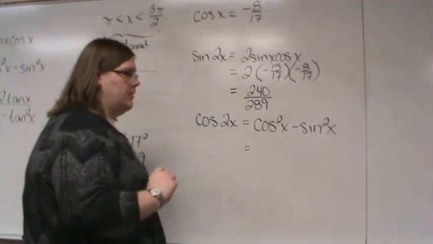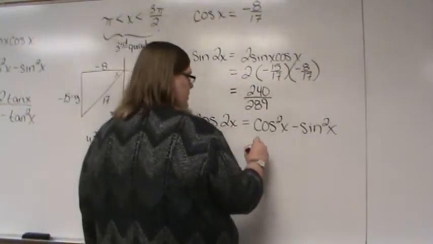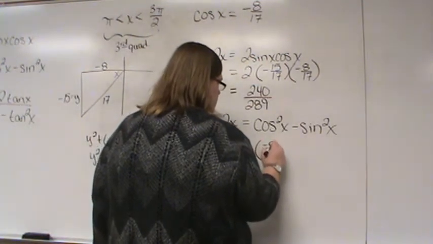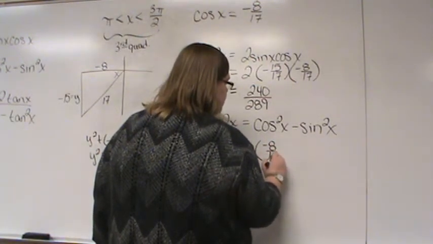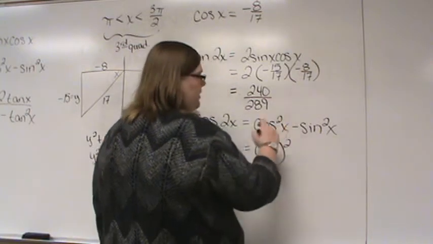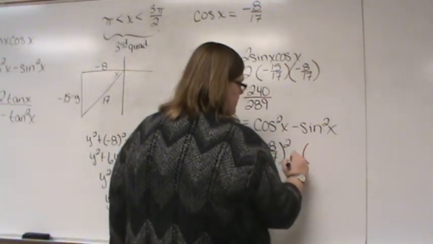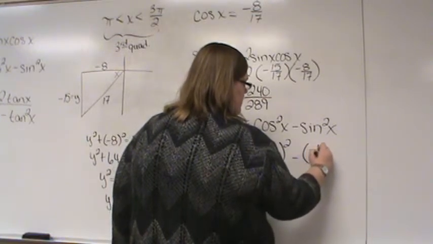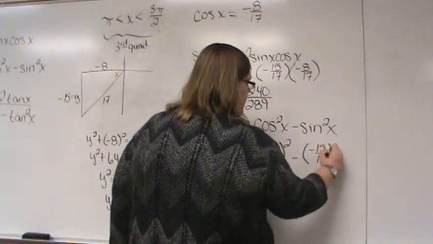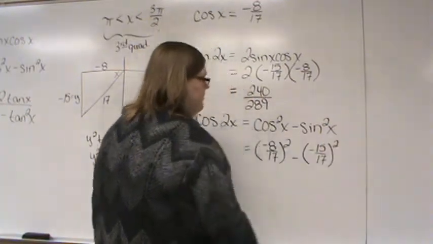Plug it in. What am I plugging in? Negative 8 over 17 squared. So I have negative 8 over 17, and I'm squaring that, because it's cosine squared, minus negative 15 over 17 squared, and I'm squaring that.